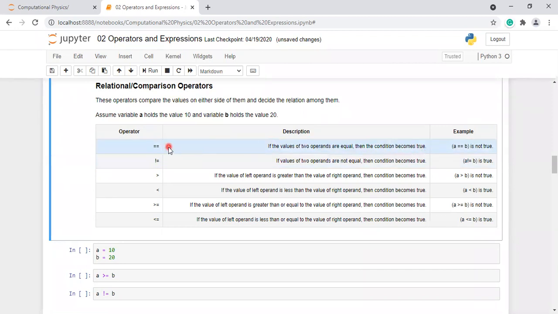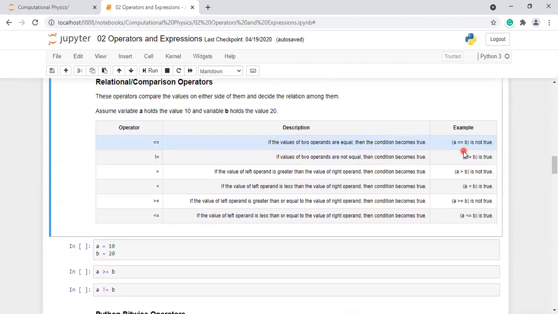Equal to checks the left and right sides, and the answer is a boolean value, true or false. If the values of the two operands are equal, then the condition becomes true. So the condition check is A equals B. A is 10, B is 20. So this is not true.